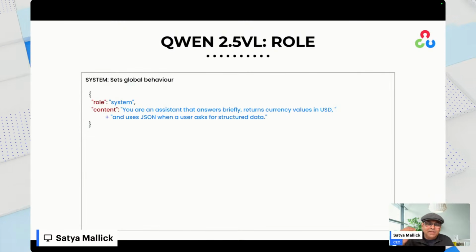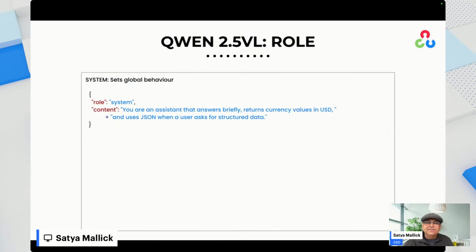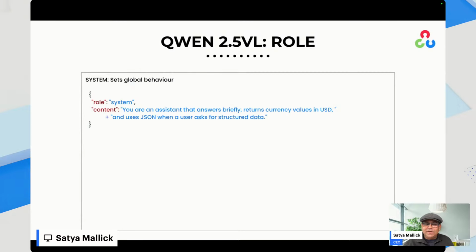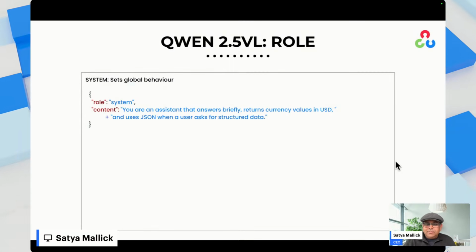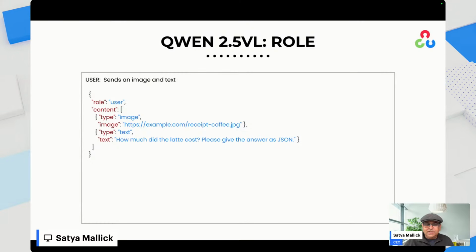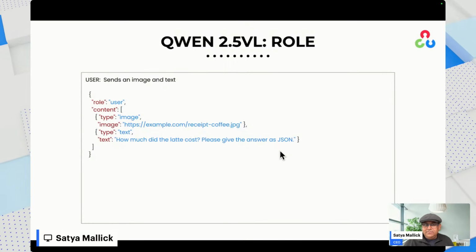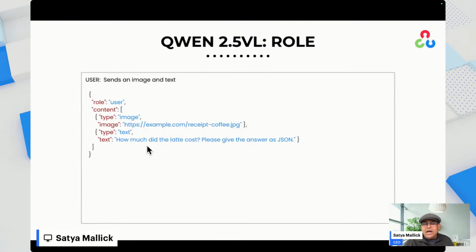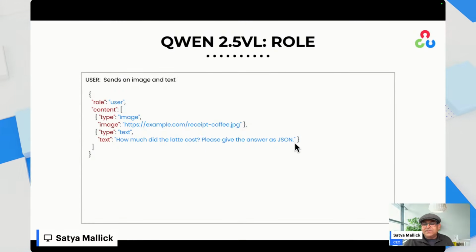Then the system prompt sets the stage. It gives it an identity. And then you can say, use JSON where a user asks for structured data. So here's another example of a user prompt. I already mentioned what it does, so we'll just skip over it. But in the case of the receipt example, you can pass in the receipt and say, how much did the latte cost? Give the answer as JSON.